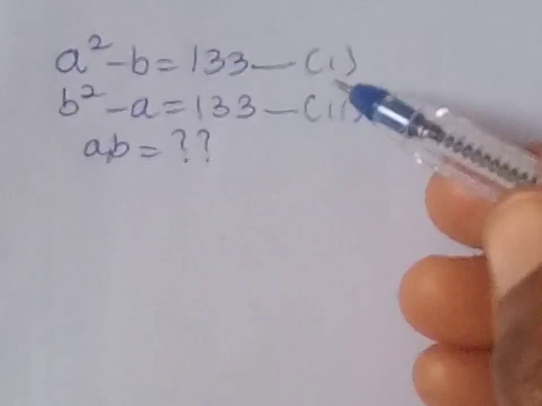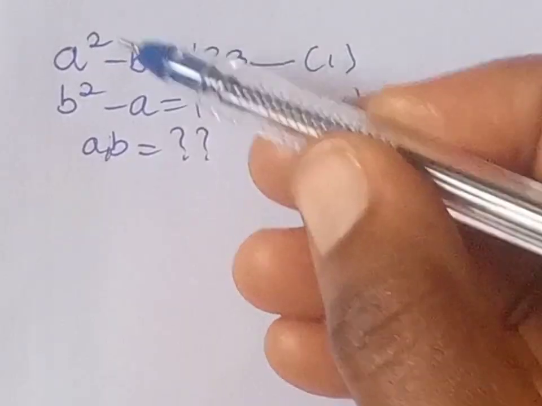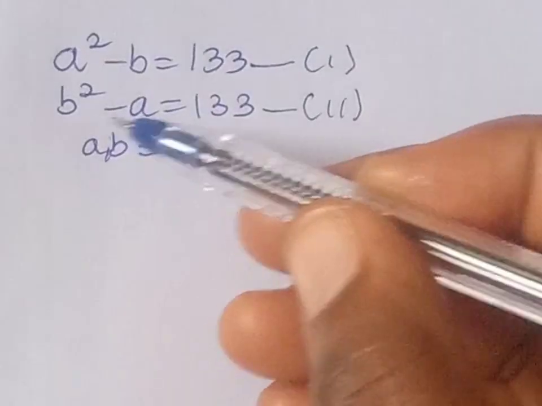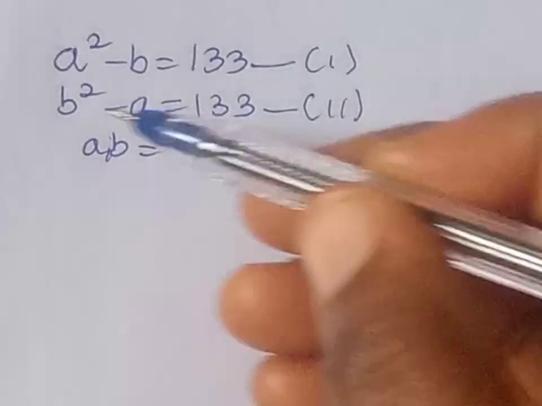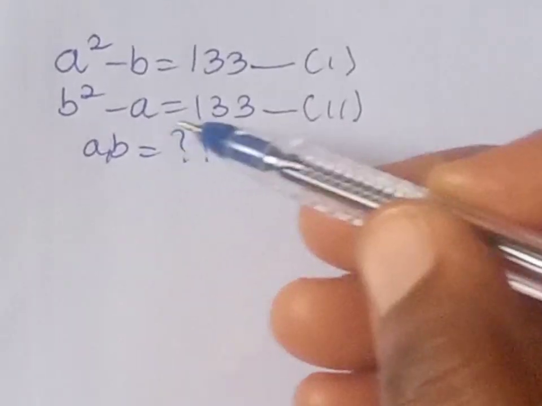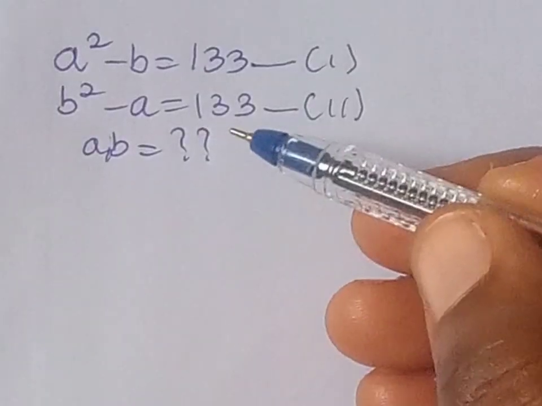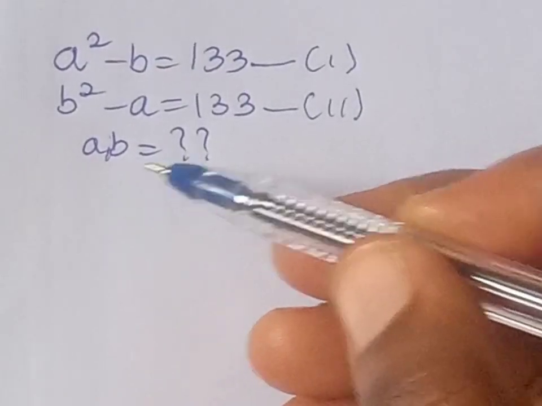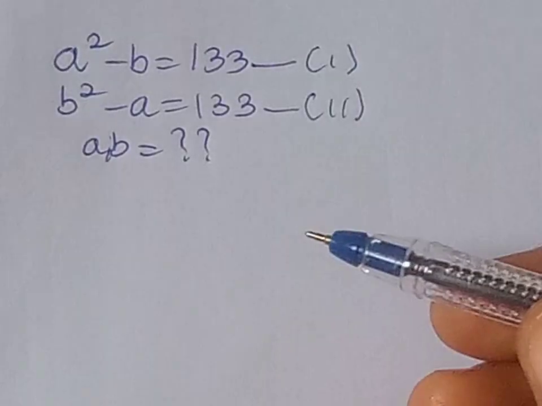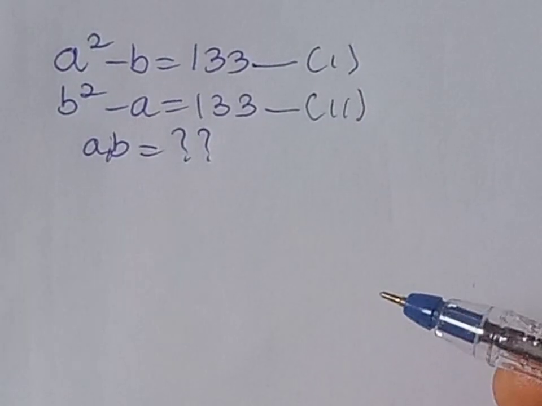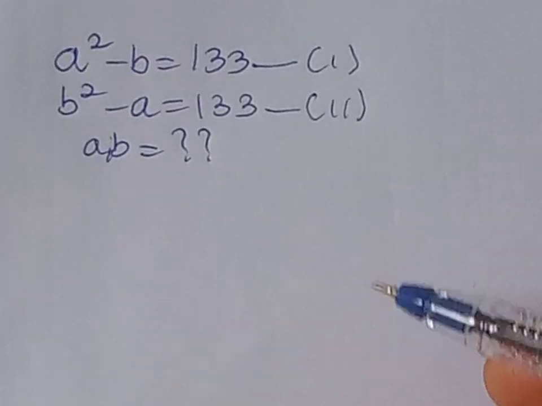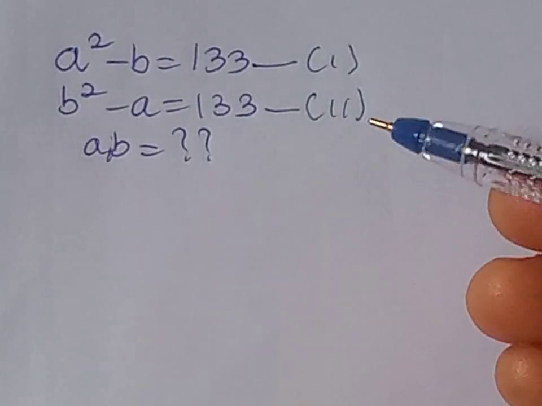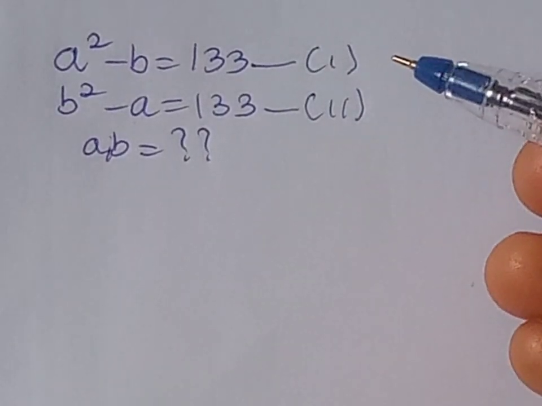Our first equation says a squared minus b equals 133, and our second equation says b squared minus a equals 133. And here is the question, which says: a and b equal what? Instead of substituting, we are going to be exploiting the perfect symmetry of these two equations. Now let's subtract equation 2 from equation 1.